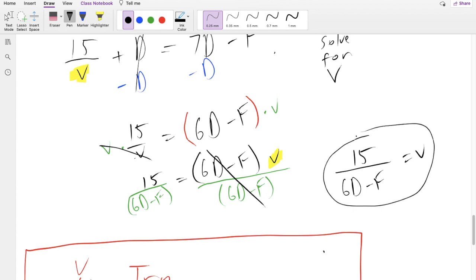When you're dealing with these literal equations, you're going to end up with these weird looking fractions, but they are right. It's just that you can't simplify them any further like you're used to if you were dealing with dividing or multiplying or adding and subtracting with numbers.